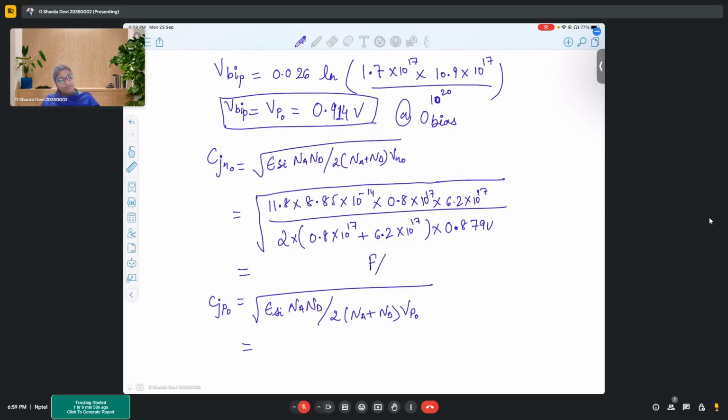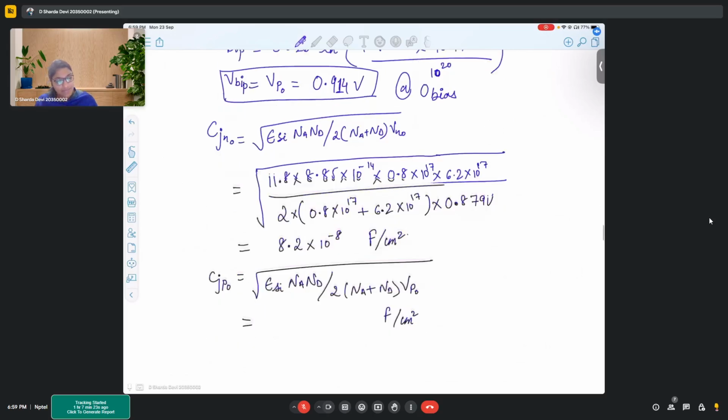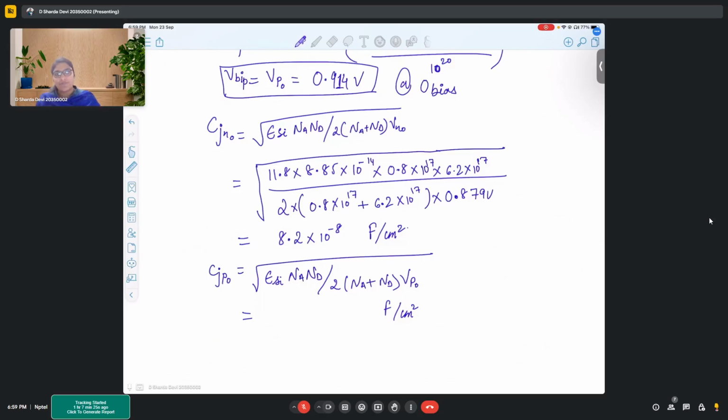This will come in farad per centimeter square. This will also come in this. 7.70 into 10 to the power minus 7. Sorry, the answer that I have is 8.2 into 10 to the power minus 8 for this one. Maybe you can check it once again.